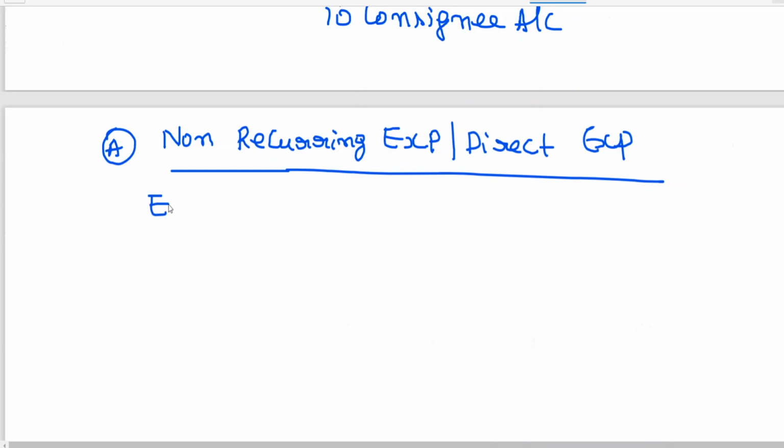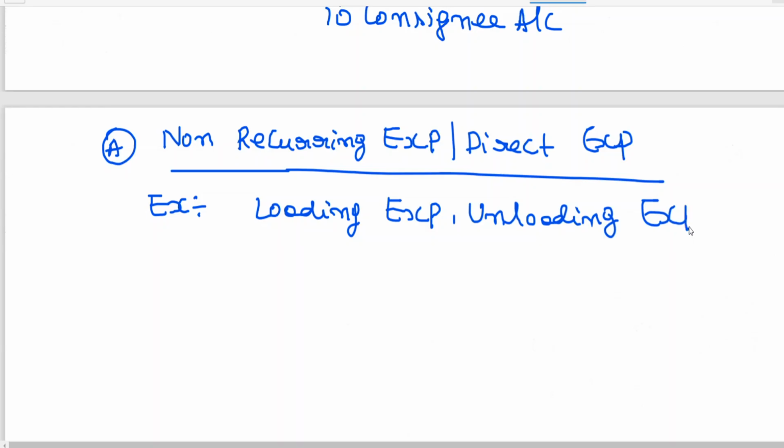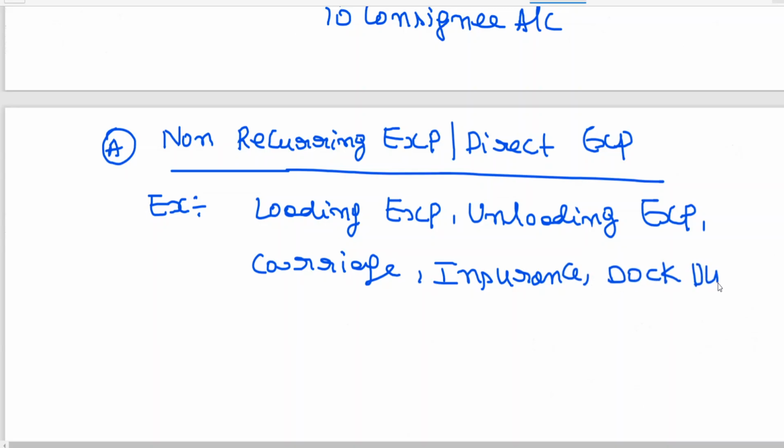Example: loading expenses, unloading expenses, carriage, transportation, insurance, dock dues, octroi. These all come under direct expenses.